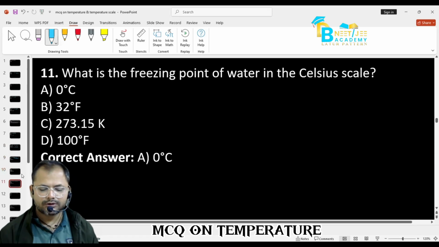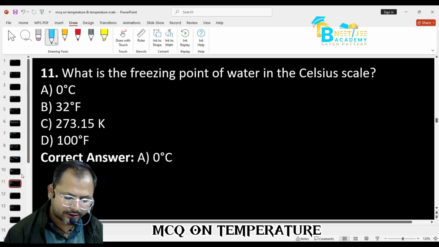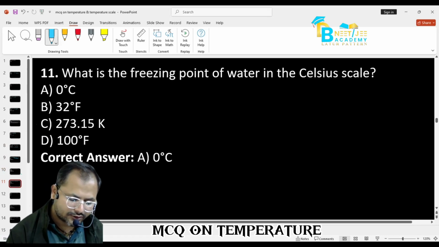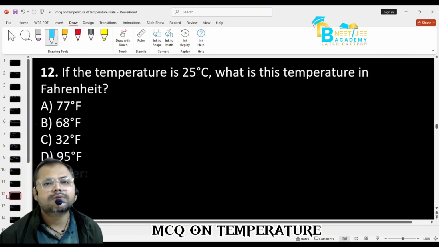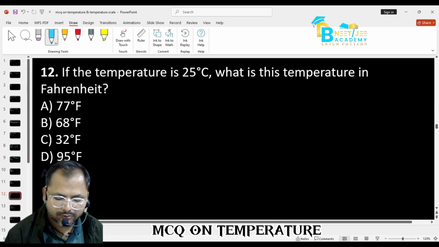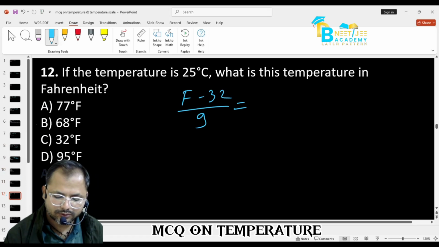What is the freezing point of water in the Celsius scale? The freezing point on the Celsius scale is 0 degrees Celsius. If the temperature is 25 degrees Celsius, what is the temperature in Fahrenheit? We have the formula (F minus 32) divided by 9 equal to C by 5.